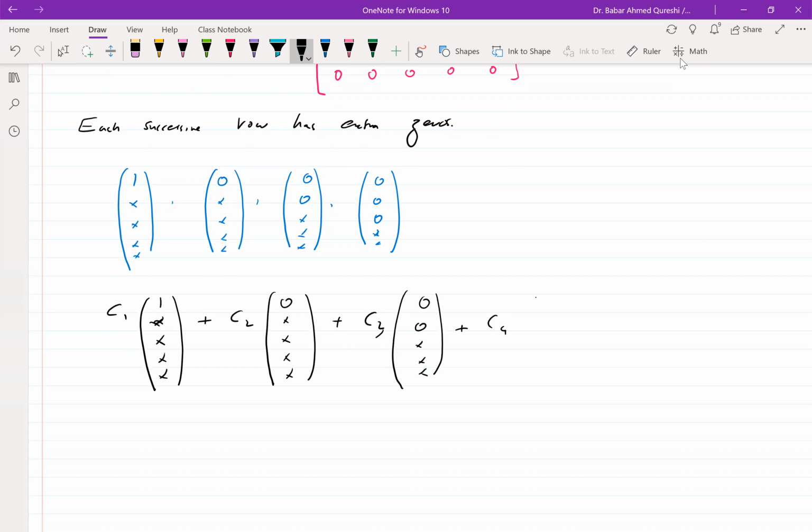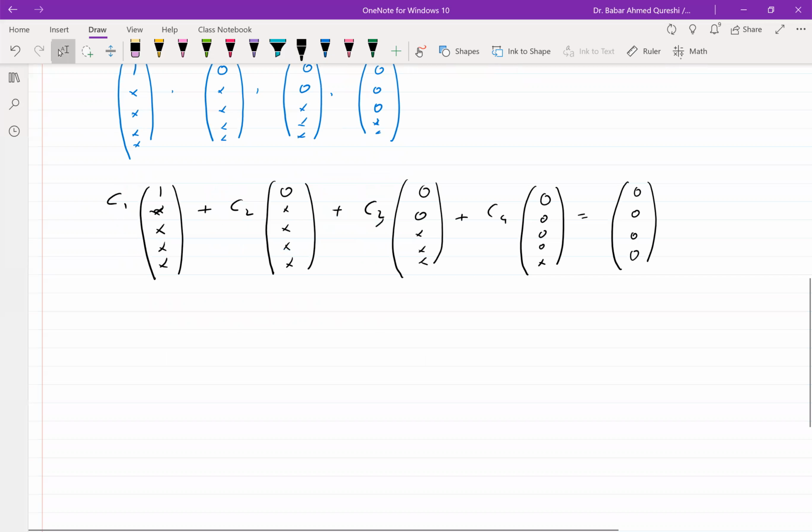This one could even have more zeros. Now what happens is that if I look at the first entry, I have to match the zeros on both sides. This can only happen because the first entry only in the first column is non-zero. So this will require for me that C1 is 0.